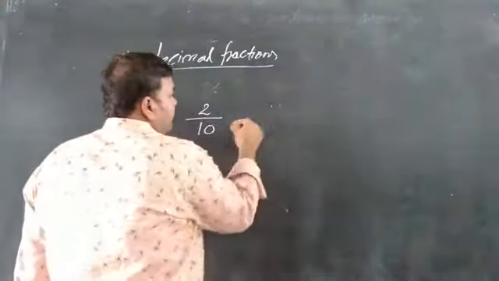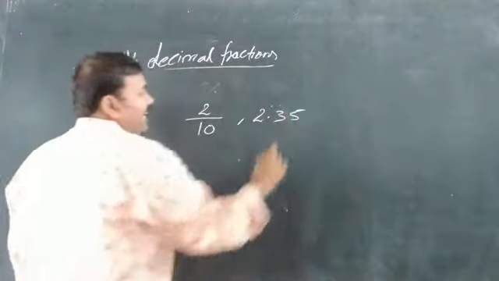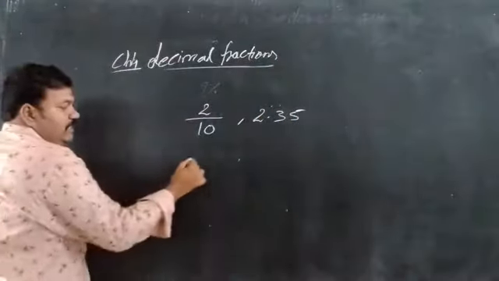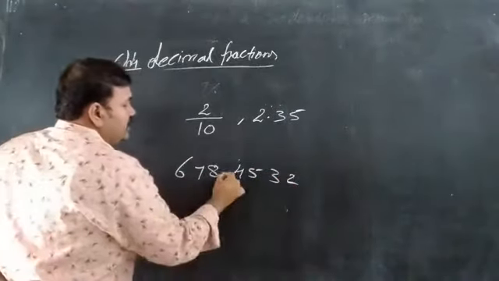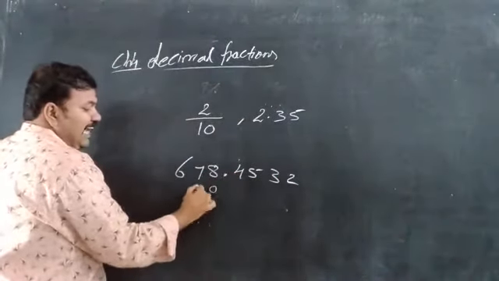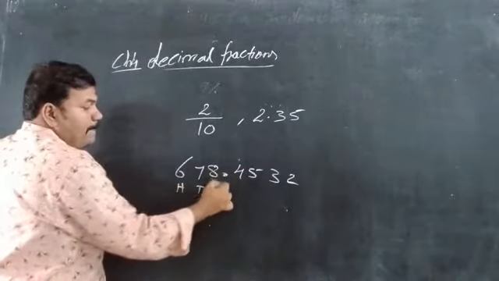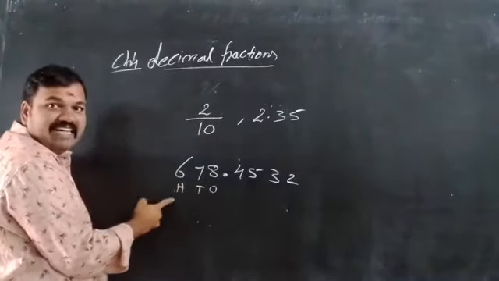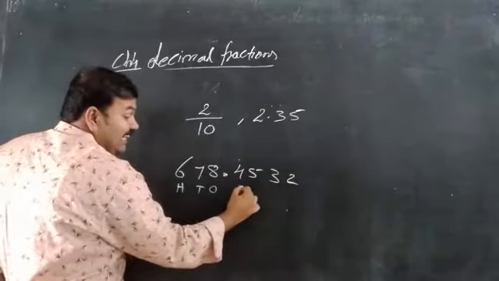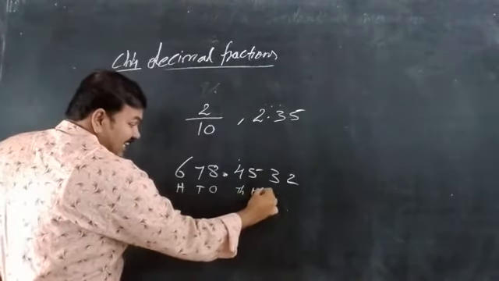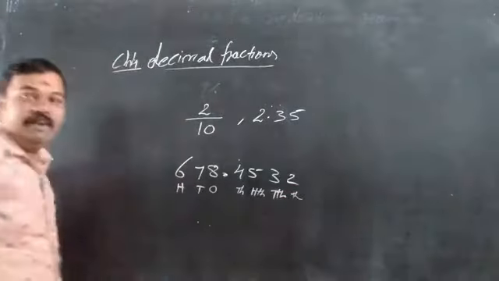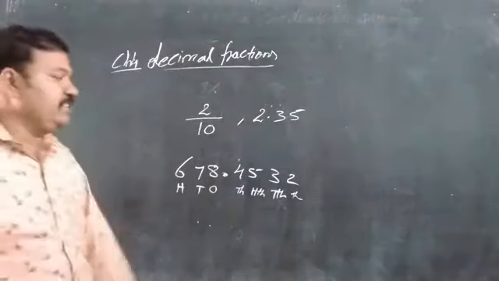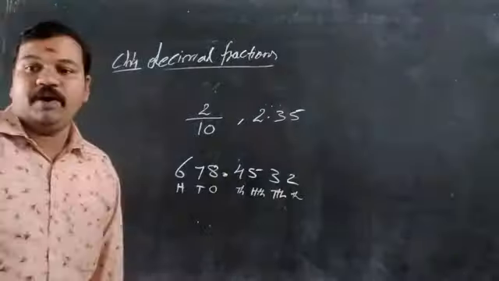This one, 2.35, is a decimal form. In this sum, 678.4532, this is called ones, tens, hundreds. Before the point are ones, tens, hundreds. After the point are tenths, hundredths, thousandths, ten-thousandths, like that. "ths" is added for those places. So this is about the decimal form.